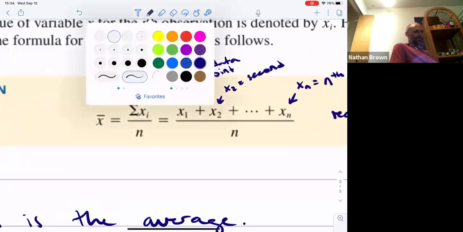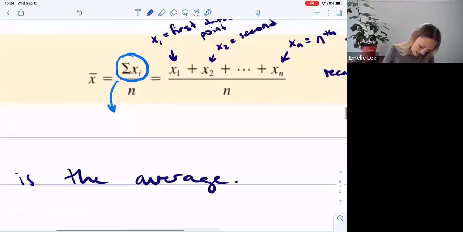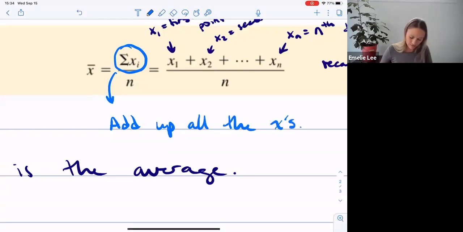So this is really just saying add up all the X's. Okay.